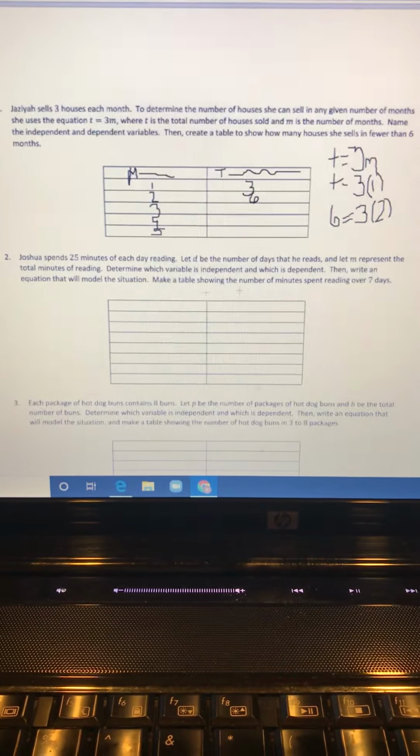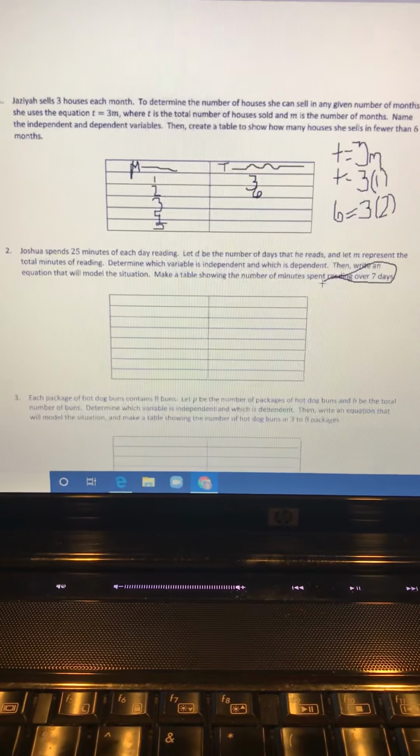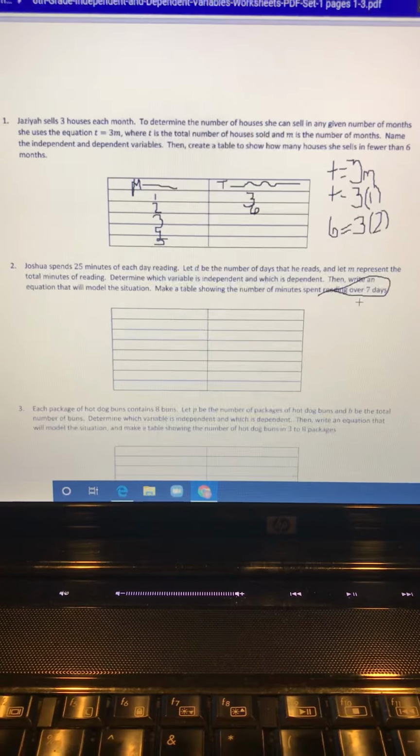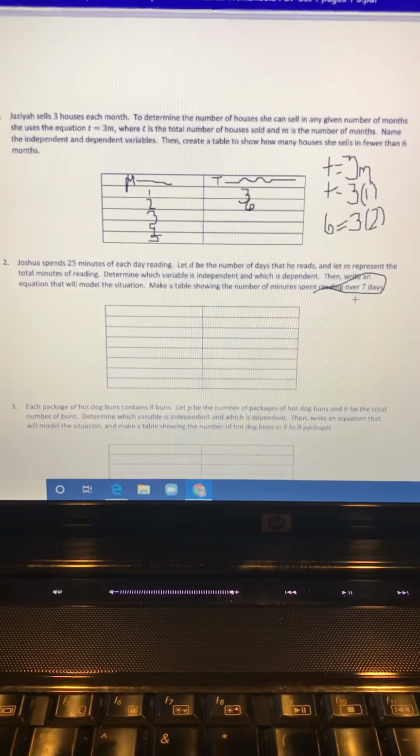That's pretty much what you do with the remaining charts. You just have to take a very close look at the situation, find the independent variable, put it on the left side of your chart, find the dependent variable, put it on the right side of your chart, and then pick the values, making sure to abide by what they're saying. In this case, you can't go over 7 days. So you'd pick anything under 7.